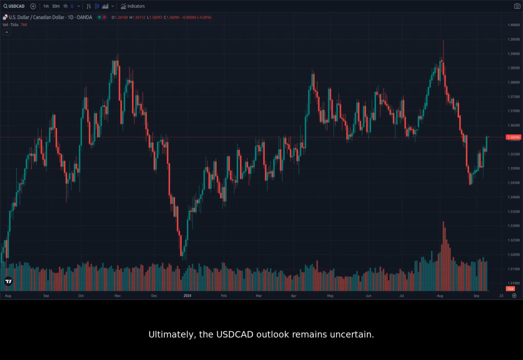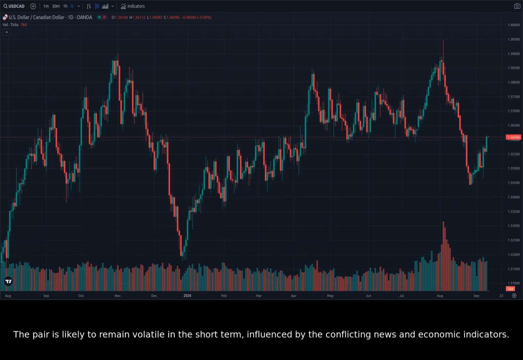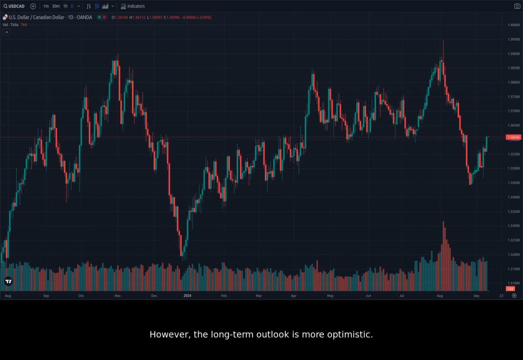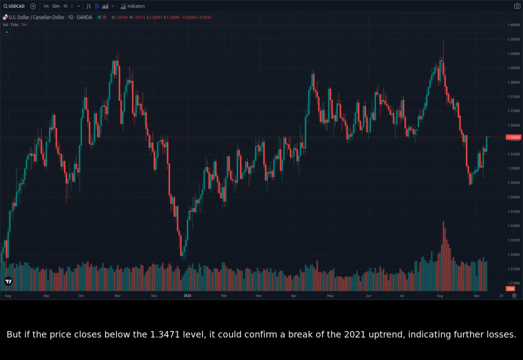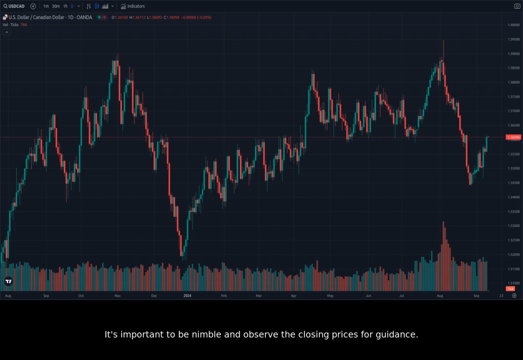Ultimately, the USDCAD outlook remains uncertain. The pair is likely to remain volatile in the short term, influenced by the conflicting news and economic indicators. However, the long-term outlook is more optimistic. A break above the 1.3605 level, which coincides with the 52-week moving average, could suggest a potential bear market recovery. But if the price closes below the 1.3471 level, it could confirm a break of the 2021 uptrend, indicating further losses. It's important to be nimble and observe the closing prices for guidance.